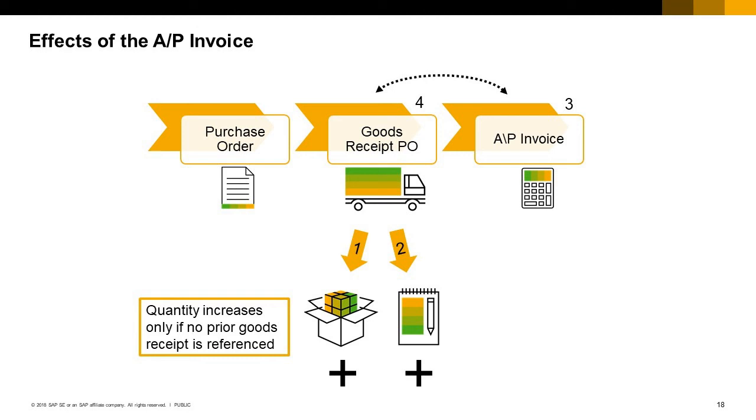4. On the goods receipt PO, items that have already been partially or completely invoiced display in light gray. If the invoice is for the full quantity on the goods receipt PO, then the goods receipt PO status changes to closed.